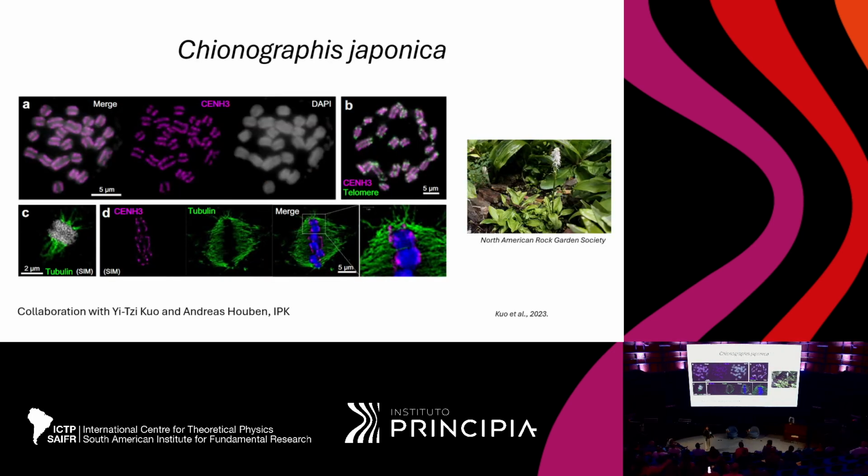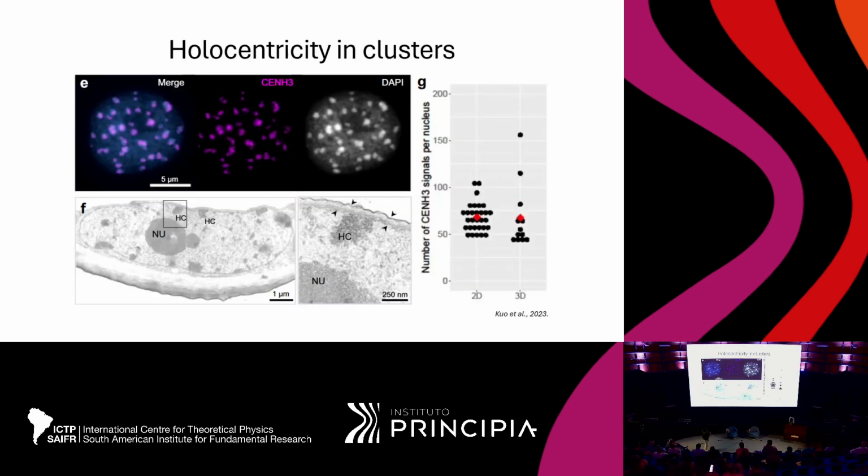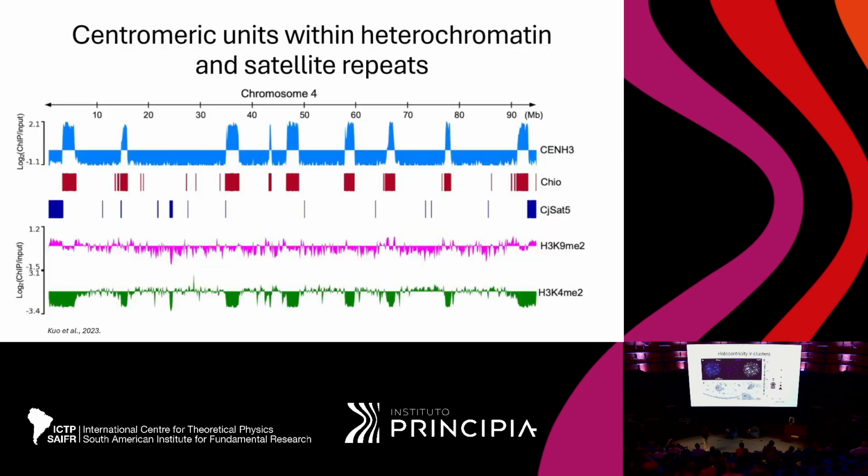And then I was introduced to another holocentric plant, Chionographis japonica. They are a little bit different because they form very big clusters of centromeres. So we can see in interphase that they actually have these kinds of chromocenters, and they are denser in these regions, and this is where the centromeres are found. But we have a different number of these signals per nucleus, and it's also different from the number of chromosomes. So we have fewer than the general example of holocentric plants, but more than monocentric cases. So it's a case in between that I wanted to study.